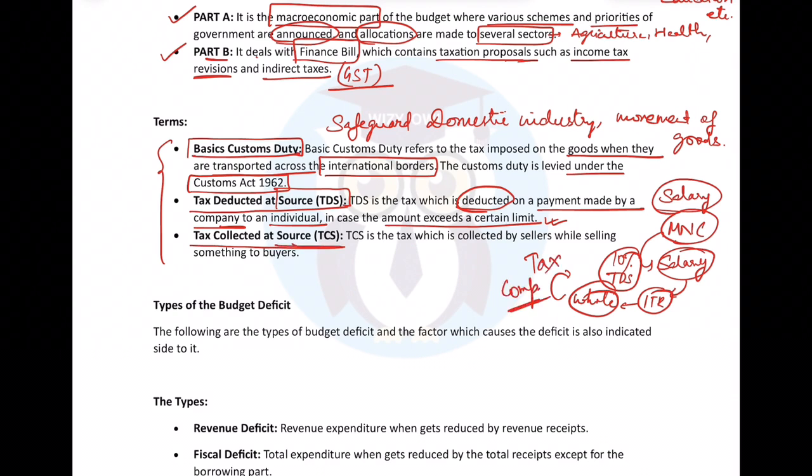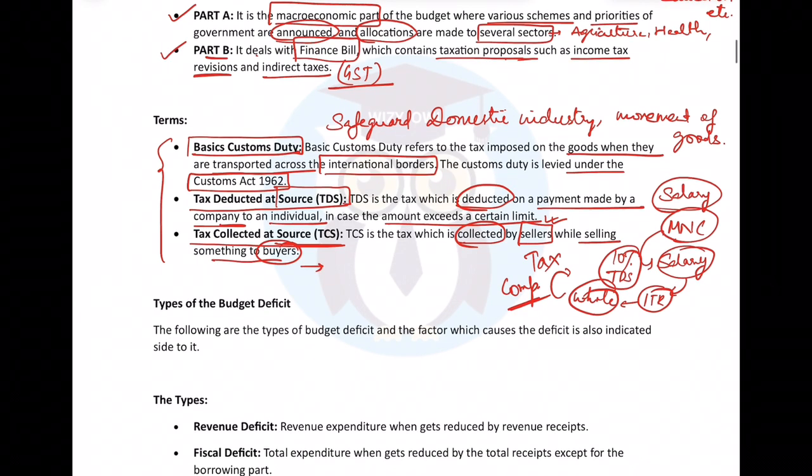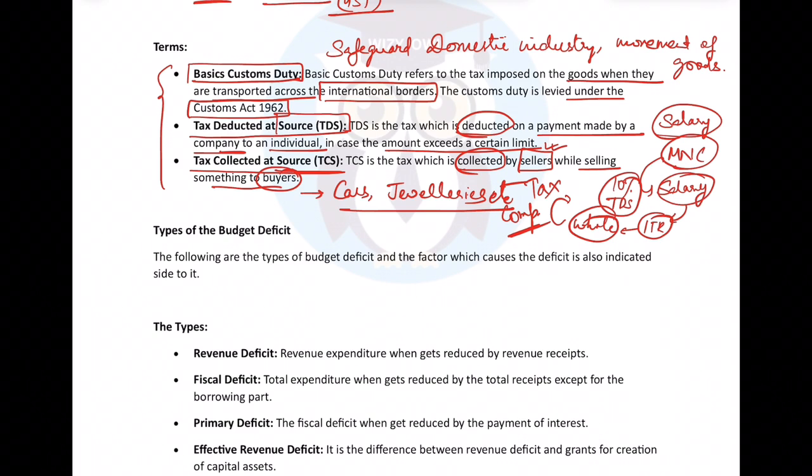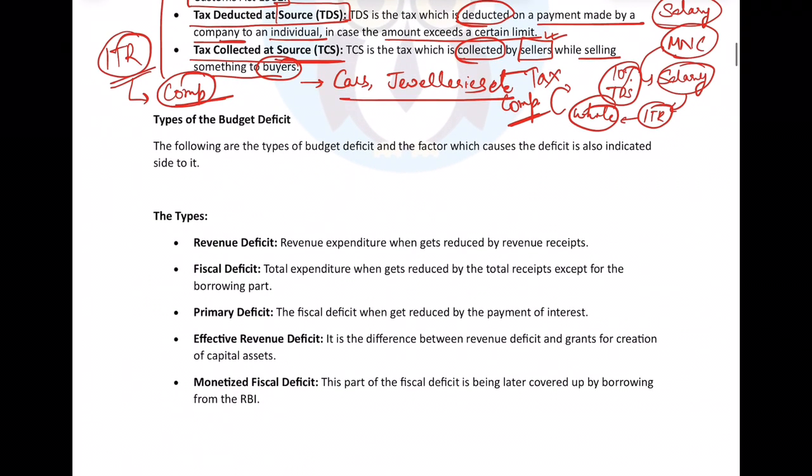Similarly, tax collected at source. In this, the tax is collected by the seller while selling something to a buyer, mainly high value cars, jewelry, etc. In these cases, the tax is collected at the source. And now you have to report it in the income tax return, ultimately leading to compliance and a curb on black money.